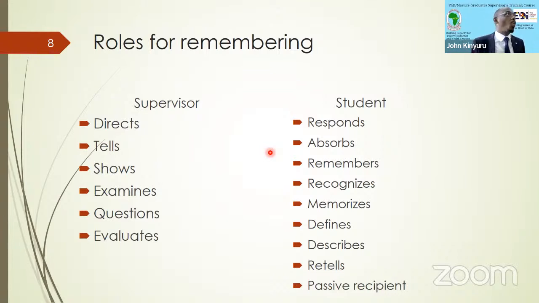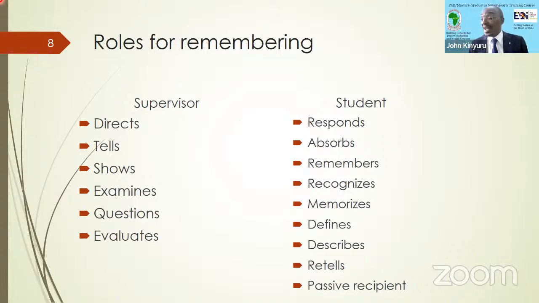For example, what is food composition? My background is in food and nutrition, so you'll get a lot of examples from where I come from. So I'll ask a student, what is food composition? And I will expect the student to respond. I'll teach them about food composition. I would want them to absorb the information, the knowledge, and to remember and recognize when they see a fruit, for example, what kind of fruit this is and what kind of nutrients we get from this fruit.